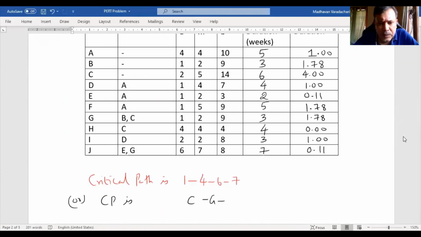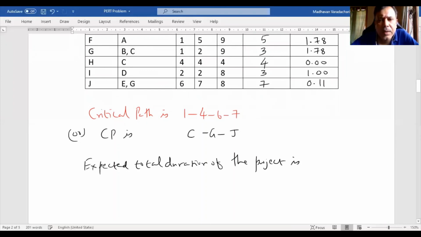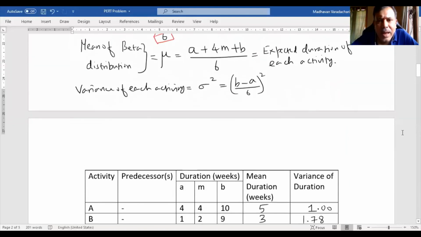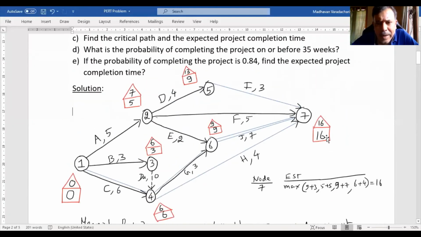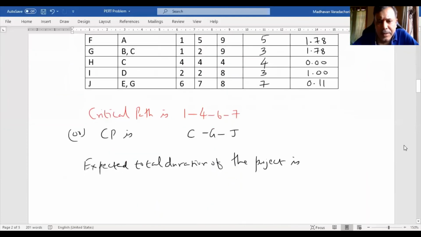Right. Now, the expected total duration of the project is what? See, the last number in the last node is your expected duration. That means 16 weeks.